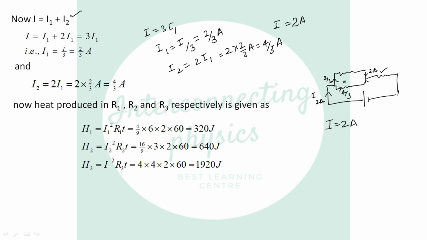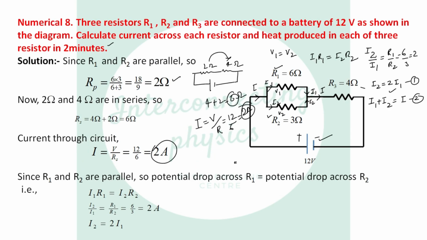That means in a series combination, current is the same, that is 2 ampere. 2 ampere goes from here and comes back to here. But in a parallel combination it gets divided. Okay, this is the method. In this way you can calculate.